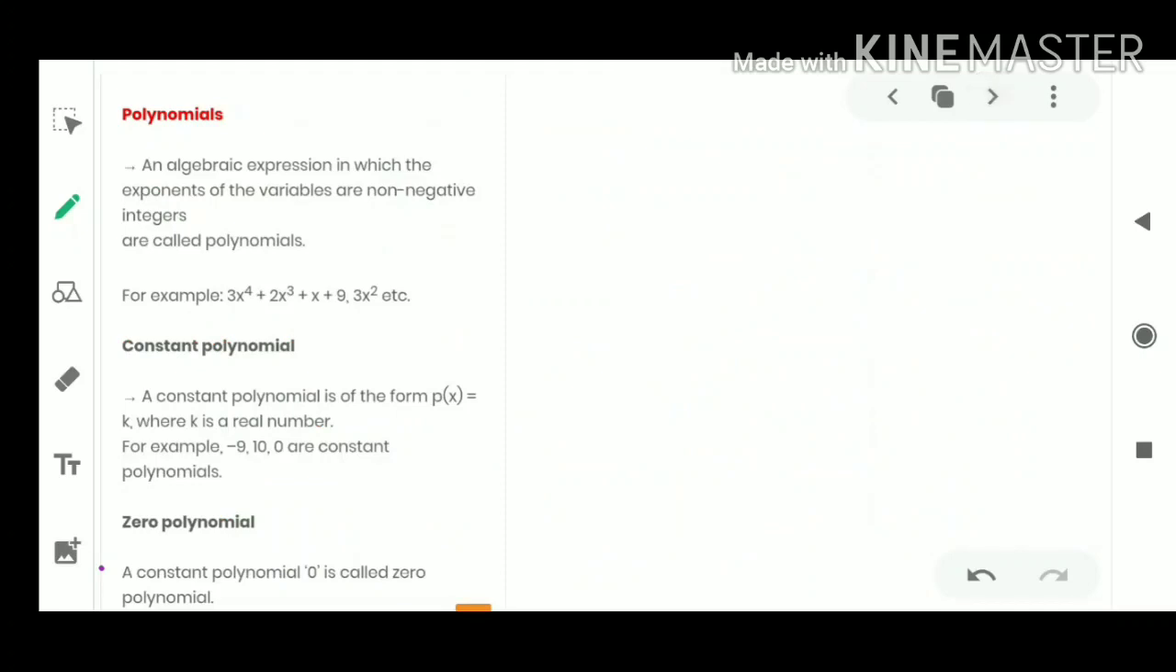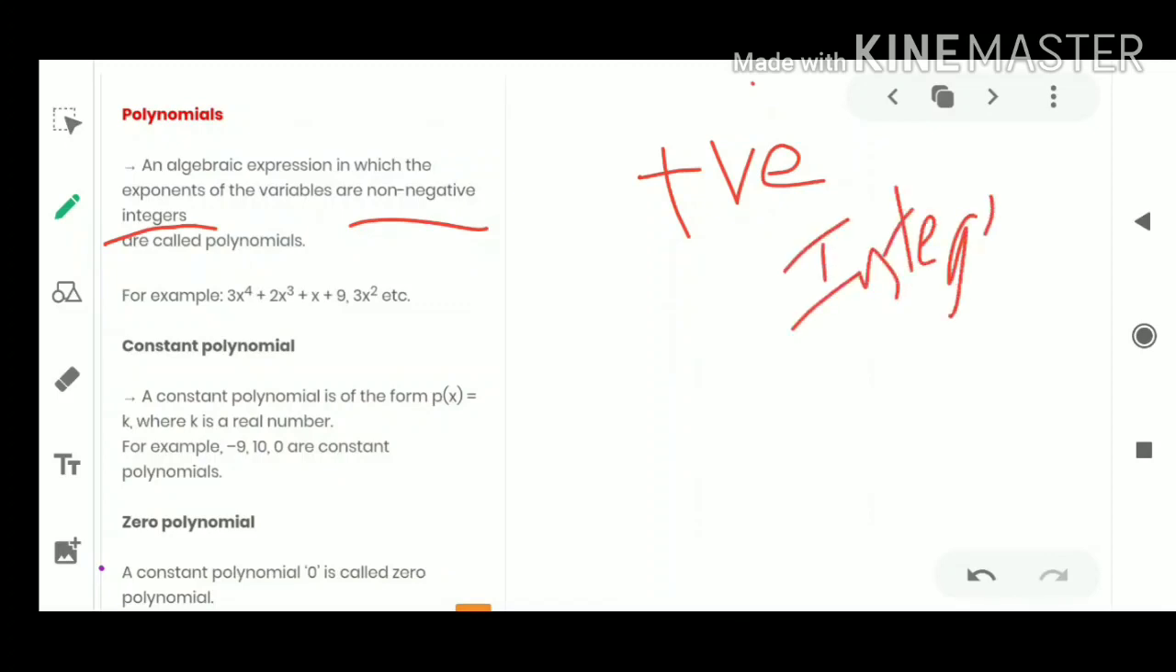See here, an algebraic expression in which the exponents of the variables are non-negative integers. This is very, very important. Non-negative integers. Non-negative means it is positive, integer only, not a rational number. So if the power of any algebraic expression is never negative, it is non-negative, and it must be an integer.